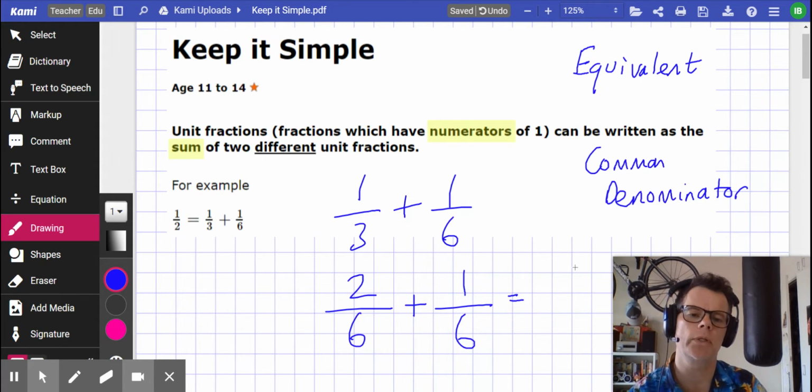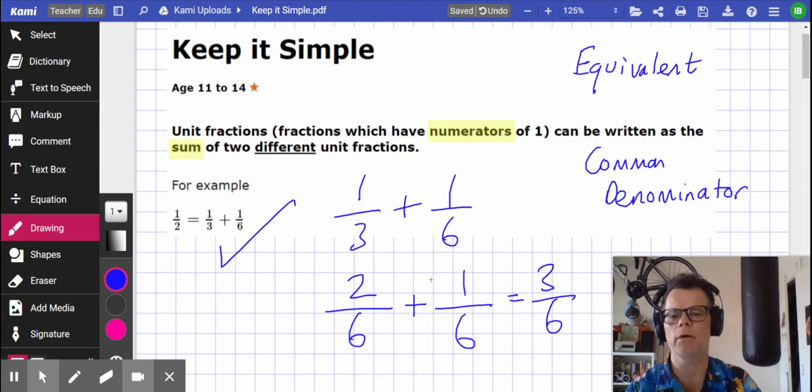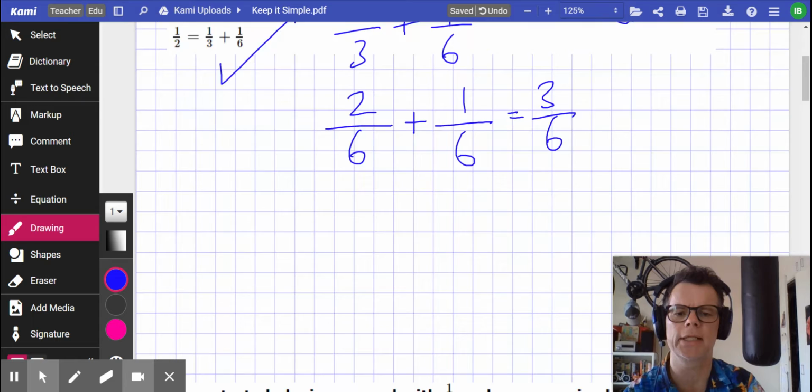So 2/6 plus 1/6 is 3/6, which of course is a half. So that is correct. So there's a unit fraction sum there. 1/2 is 1/3 plus 1/6. Okay, so what's the problem? Where's the problem solving? Let's have a look.